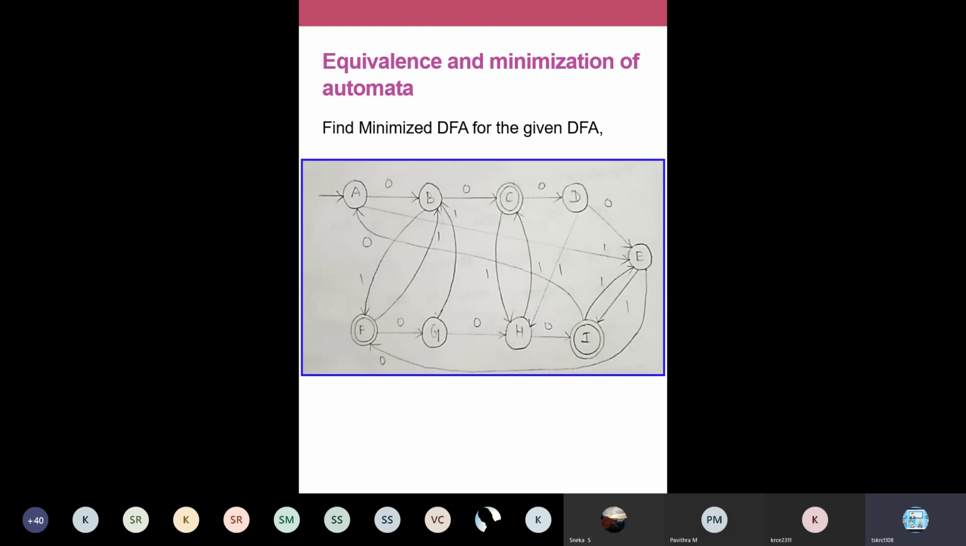Take down this diagram. This is the problem you are going to solve. Find the minimized DFA for the given DFA. You have 9 states here. Draw this diagram.